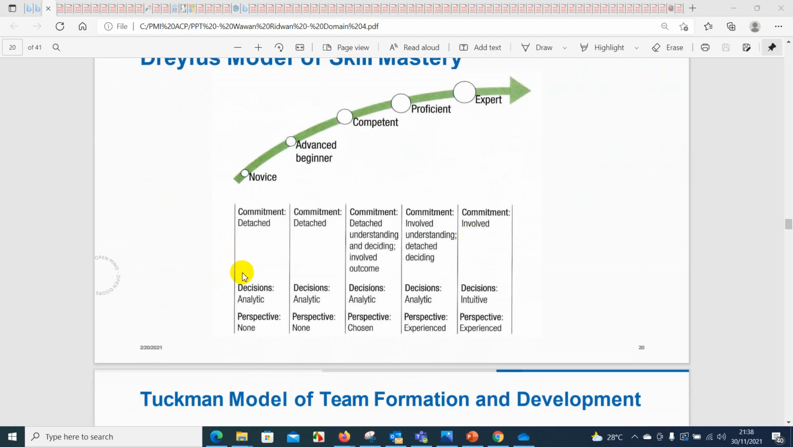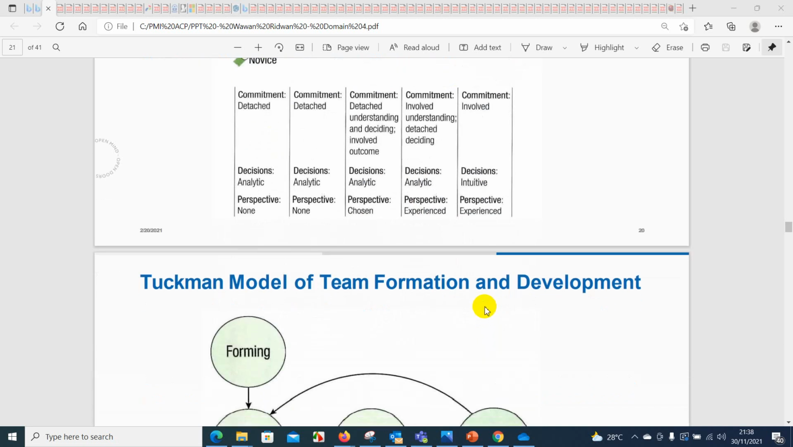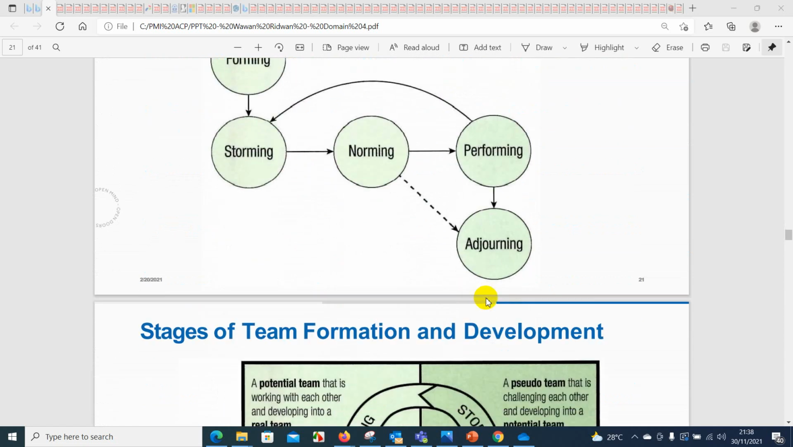Commitment, detached; decision, analytic; perspective, none. Cognitive, detached; understanding, deciding, involved; outcome, analytic; perspective, chosen. Proficient: understanding is detached, deciding is analytic, perspective is experience. Commitment is just involved, then the decision is intuitive, perspective is experience. Okay, that's the model.